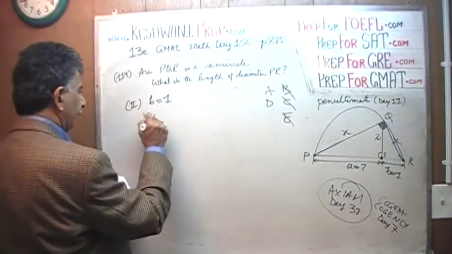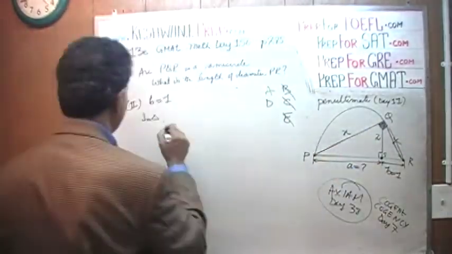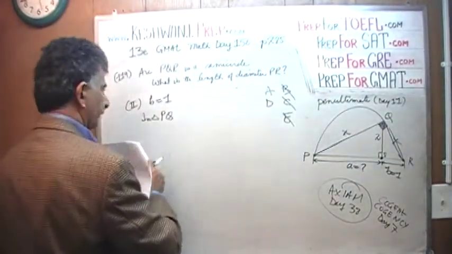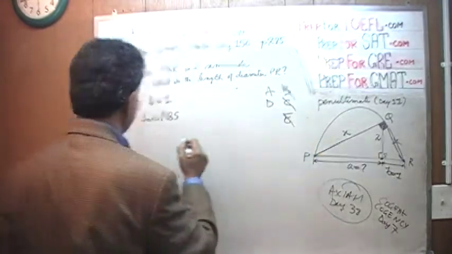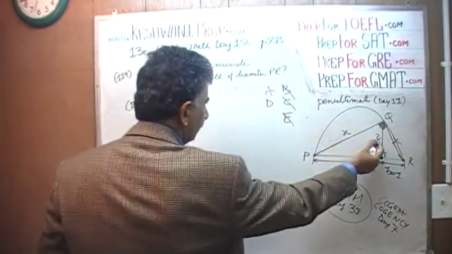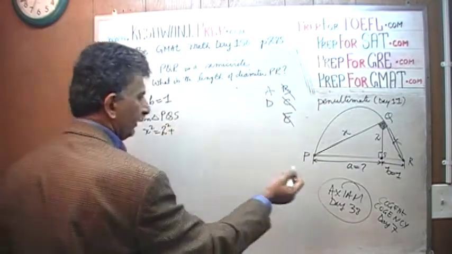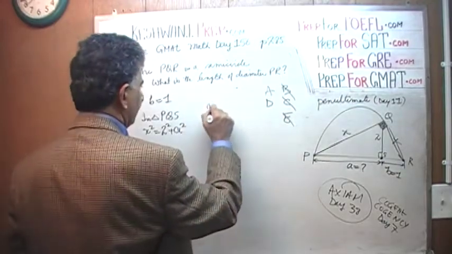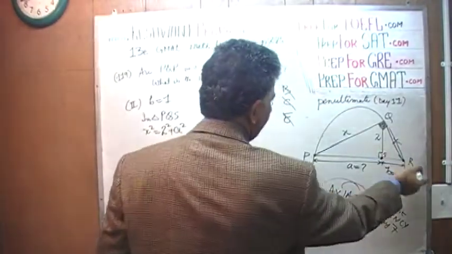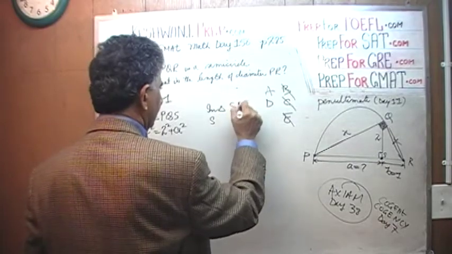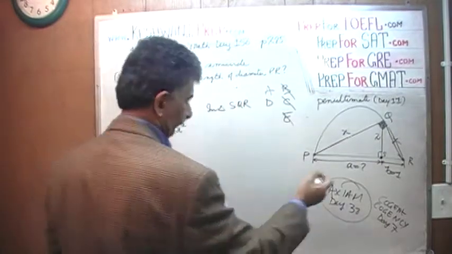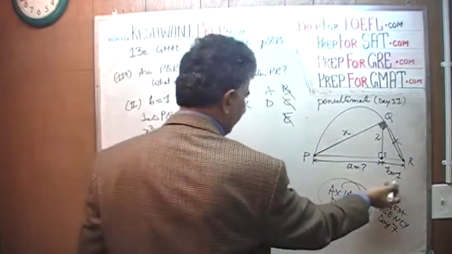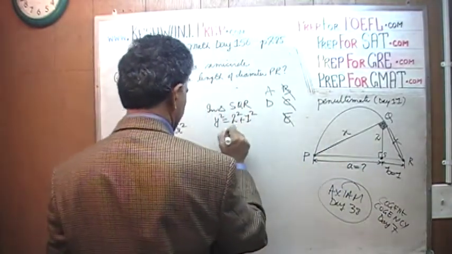In triangle PQS, just like before, the hypotenuse is x, this side is 2, so x squared equals 2 squared plus, except this side we do not know, a squared. That's our first one. In triangle SQR, the hypotenuse is y, so y squared, this side is 2, and b is 1. So y squared is 5.